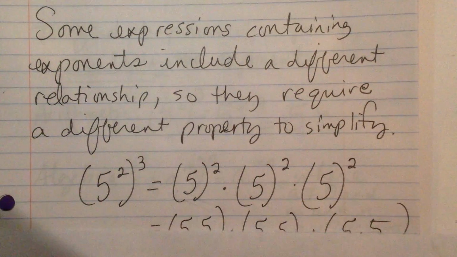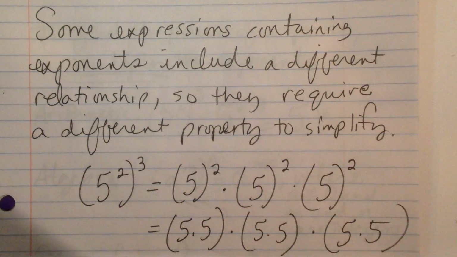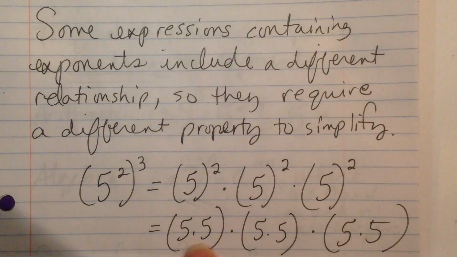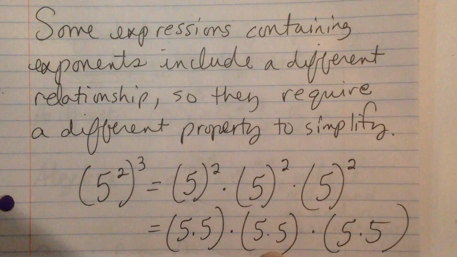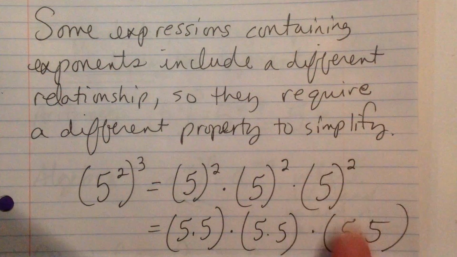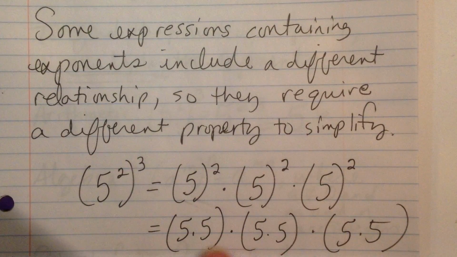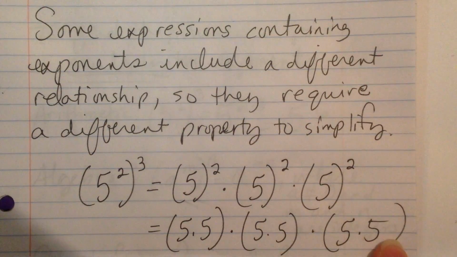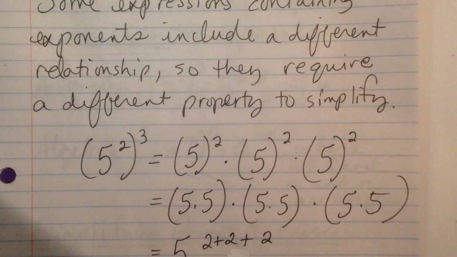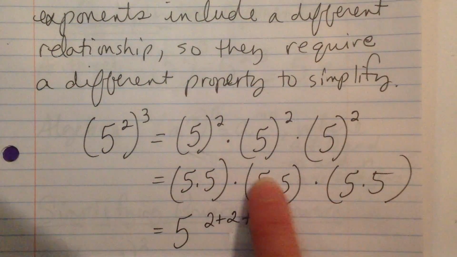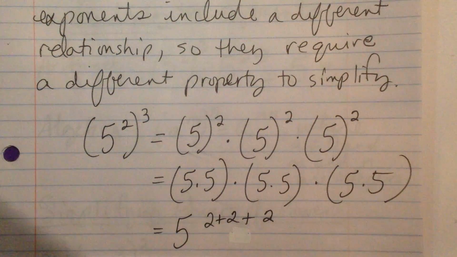Well, if we go back to our previous rule, think about it. 5 squared means 5 times 5. 5 squared means 5 times 5. And 5 squared means 5 times 5. How many total 5s do I have here? You see that I'm multiplying all of these 5s together.